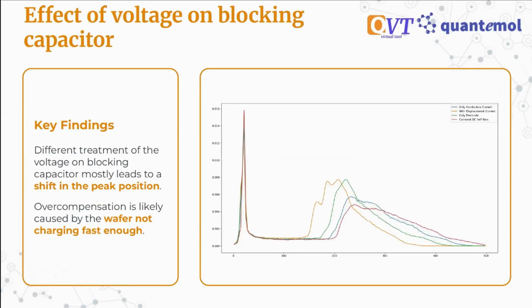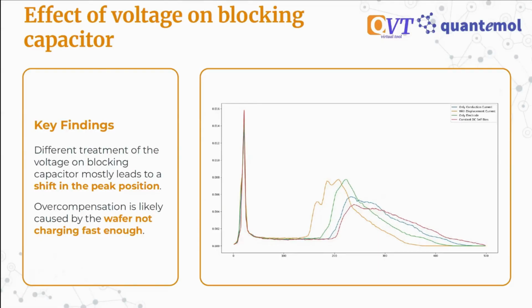Because one thing we wanted to find out is, even if we don't get perfect agreement, it's still nice to know what actually causes the difference. Why do we see a difference? So one thing is we first checked again the DC self-bias calculation. So we went with a constant DC self-bias and then some different treatments of how the capacitors charge.